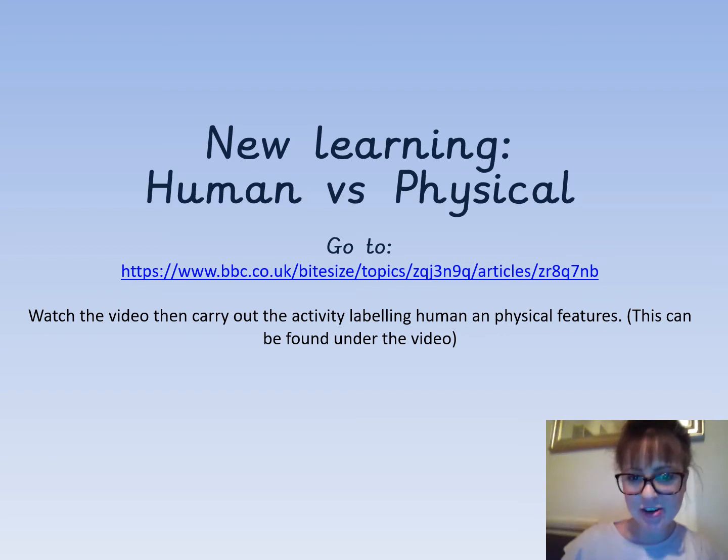Okay, to continue your new learning today, what I'd like you to do, on your dojo page there is a link which is the same as this one, and there's a video at the top, so I'd like you to watch the video, and it goes into a bit more detail about human and physical things and how to identify them in our environment. And then underneath that there's an activity that you can play labelling the human and physical features, so it can be found underneath the video. So have a go at that.